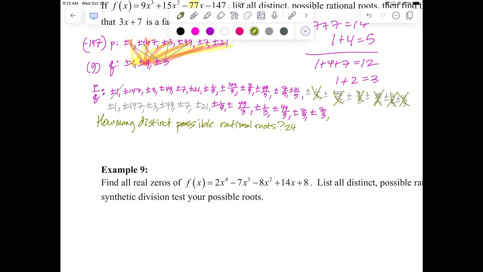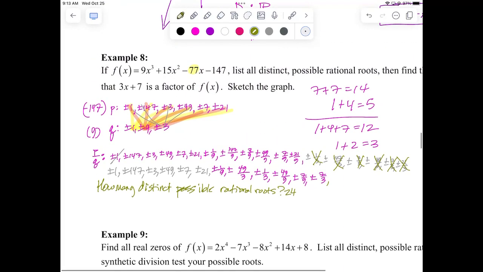So here's the good news. If we were interested in finding the rational roots, if they existed, remember the theorem doesn't guarantee they exist, but if we were looking for rational roots, we only have 24 things to try out using synthetic division.